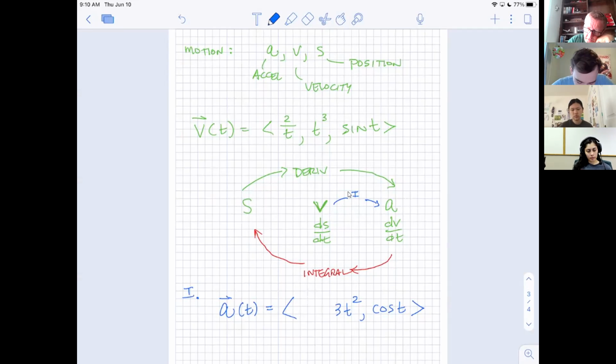So 2 over t, of course, is the same as 2 to the t negative 1. And then you take derivatives by multiplying by the power and then decreasing the exponent by 1. So that would go to negative 2. So it'd be negative 2t to the negative 2, or it would look nicer, I think, if you wrote it as a positive 2. You agree with that? Is that what you got?